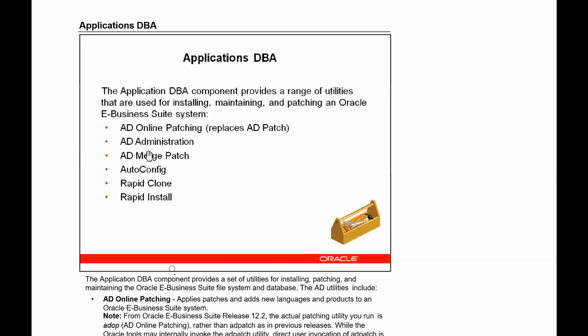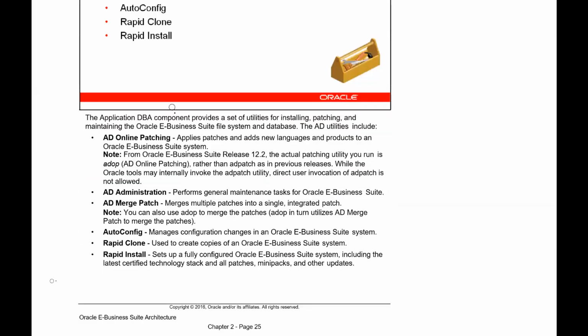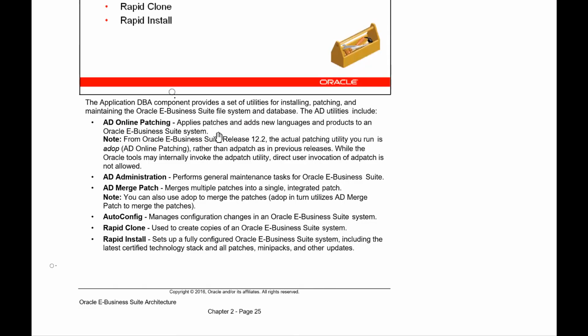Sometimes you may do some administration work, and that comes under maintaining. Patching comes under online patching. Earlier it was called AD patch, now it is called ADOP. When you are in 12.2, the Application DBA components provide a set of utilities for installing, patching, and maintaining your Oracle E-Business Suite. So it could be online patching from 12.2 onwards. You may apply patches, or also add a new language and products to Oracle E-Business Suite. All of these activities you can do with ADOP.